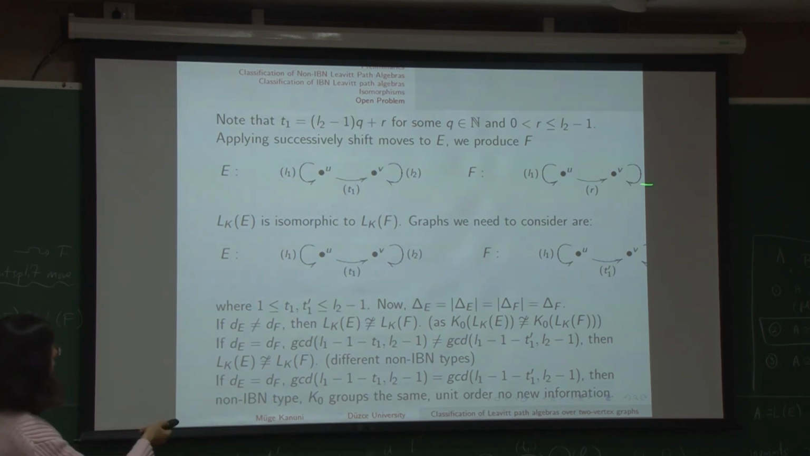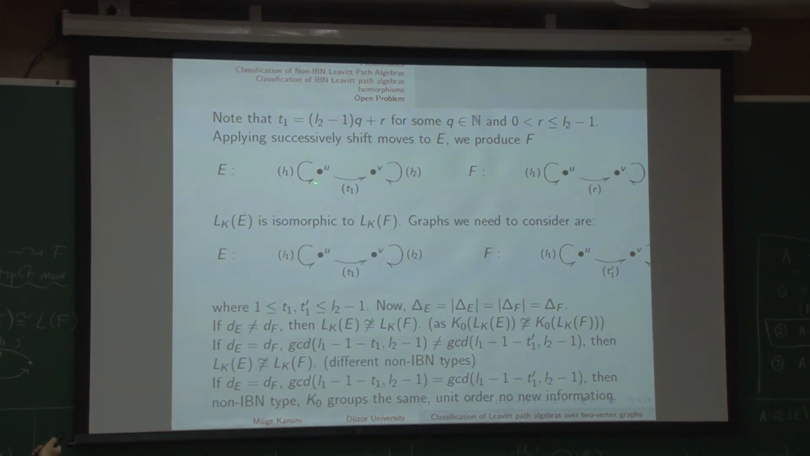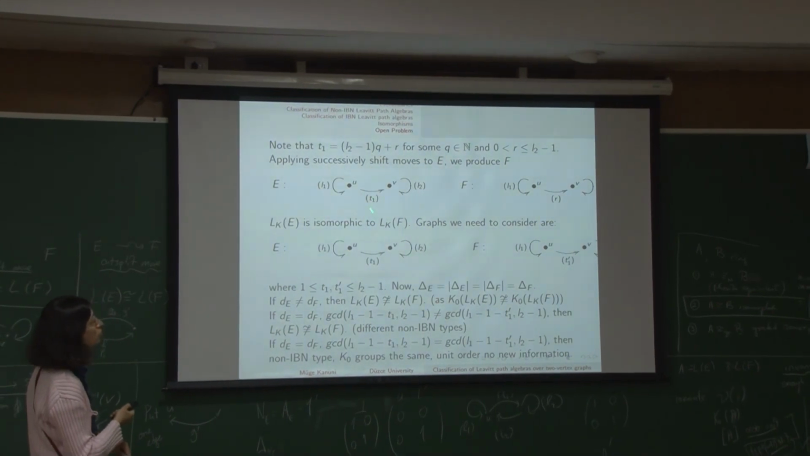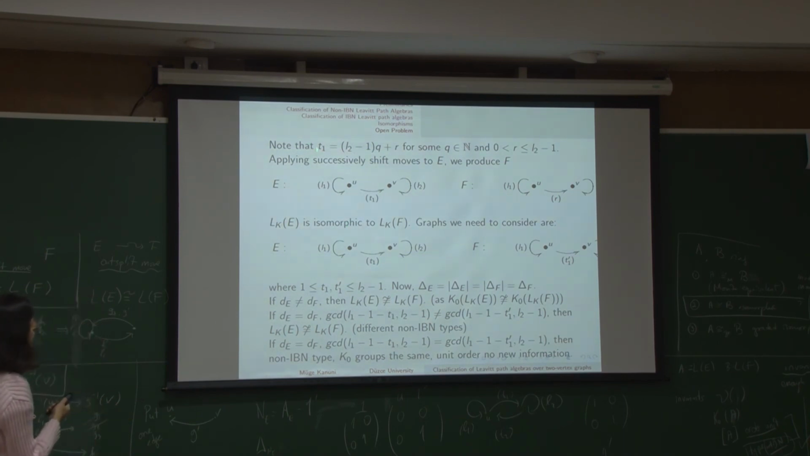This is a graph. This is L2 here. If you start with L1, T1, and L2, there are no edges from V to U. This is the graph you have. Then you can produce a shift move to this one and basically reduce the number of T1s here. Basically you can divide T1 by L2 minus 1, however many times, and you're reducing.